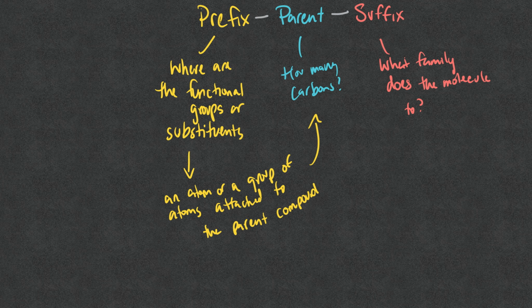Now, since this video is specifically about naming alkanes, when we're talking about the family, the suffix that we're going to use is just going to have the ending "ane", because these are all alkanes. Now, if we're dealing with alkynes or alkenes, then the suffix will change because it's in a different family, all right? But for this video, what we're going to be looking at specifically are just alkanes.